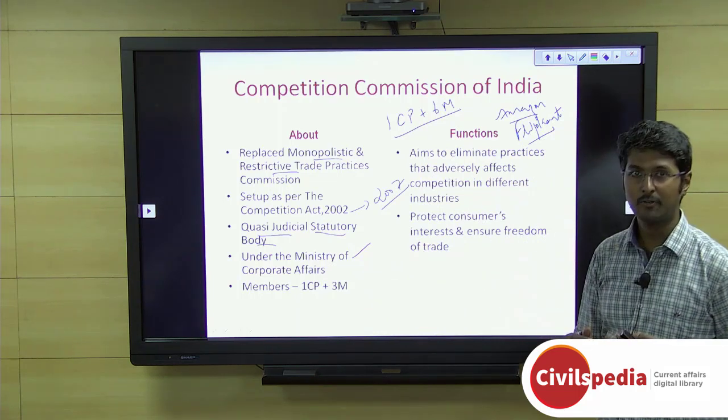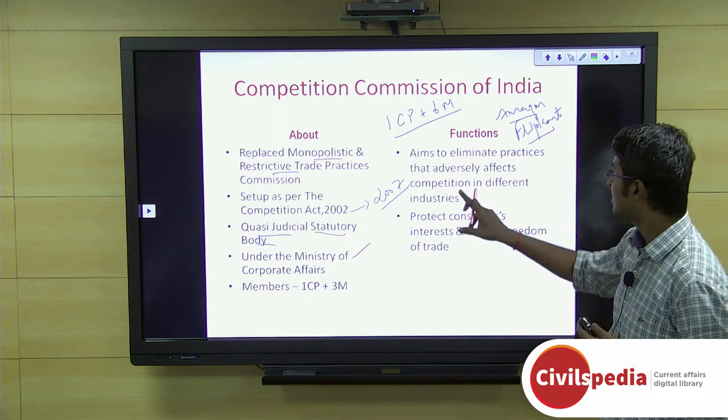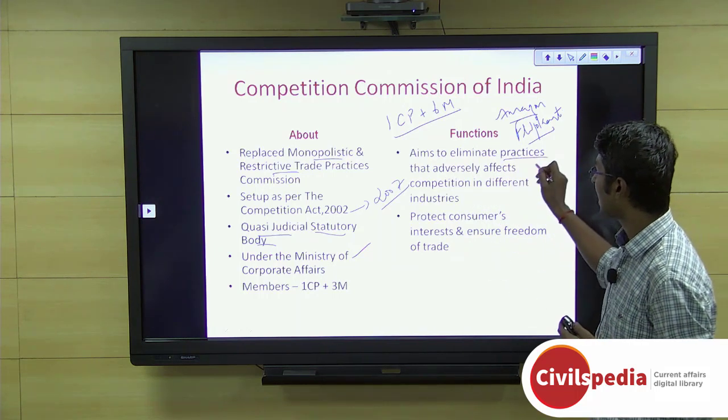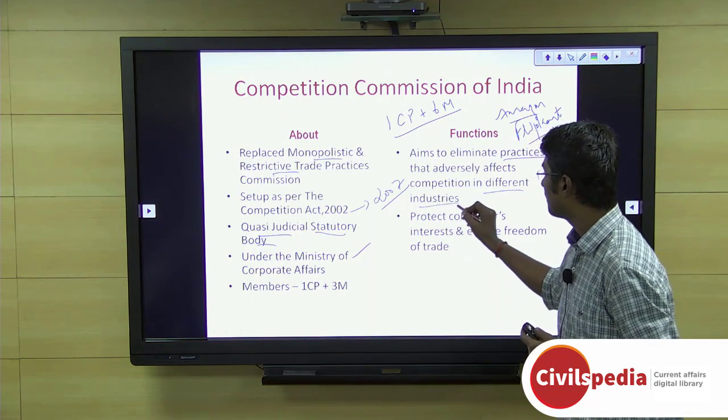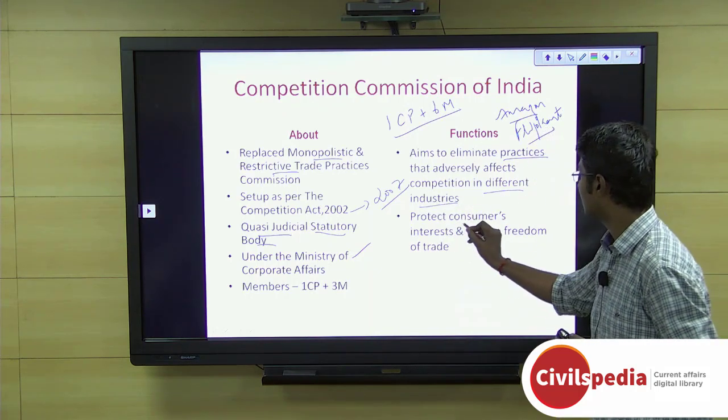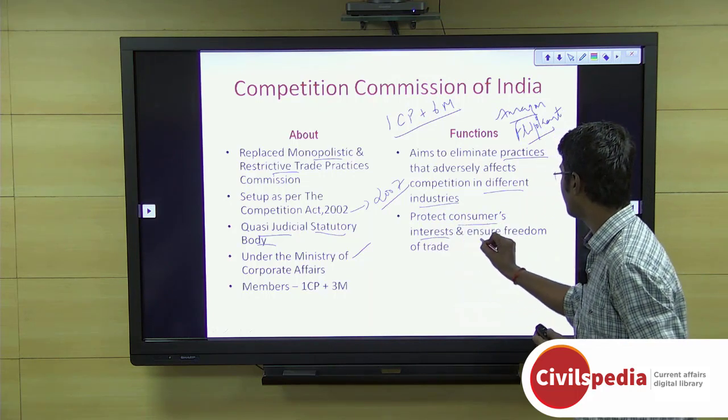The main function of the Competition Commission is to eliminate practices that adversely affect competition in different industries, and basically it protects consumers' interests and ensures freedom of trade.